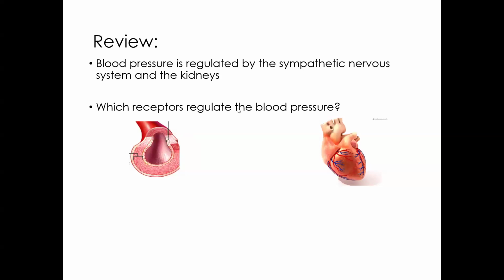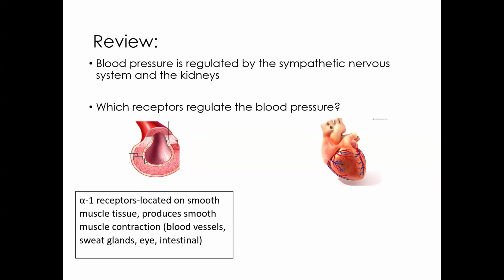So which receptors regulate blood pressure? Here you can see we're isolating into these little areas. This is to indicate the smooth muscle, and we have alpha 1 located on the smooth muscle tissue of the inside. It produces smooth muscle contraction. So we see an effect here with blood vessels, sweat glands, eyes, and intestinal, but we're going to focus on blood vessels for today. So smooth muscle contraction.